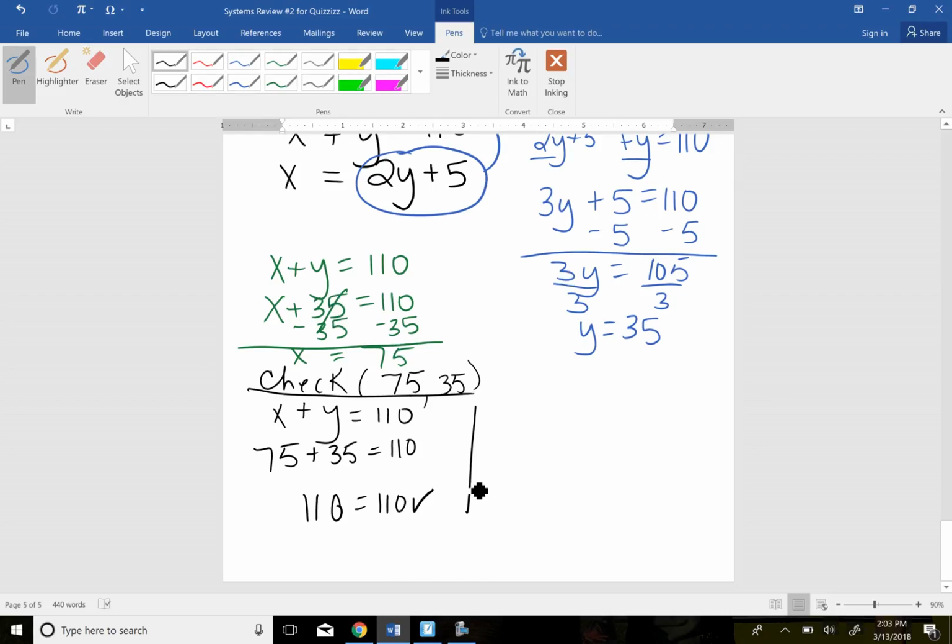Second equation was x equals 2y plus 5. We think x is 75, right? The first angle is twice the second plus 5. That's 70 plus 5. And if I add, 75 equals 75. It checks, it works out.